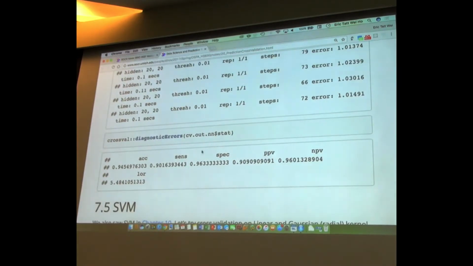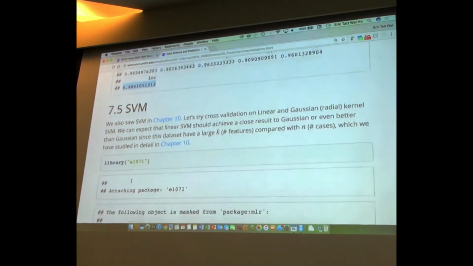So here are the results. Accuracy 94%, sensitivity a little bit lower, but the specificity is higher. And overall 5.5 is not too bad for the log odds ratio.